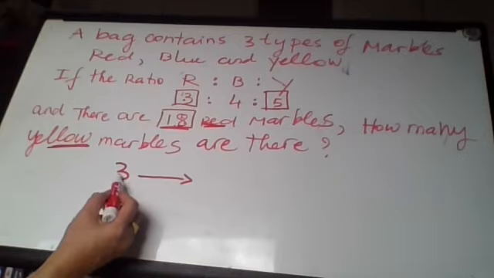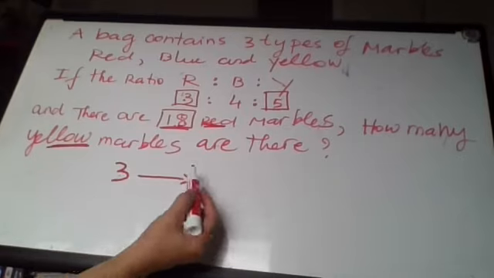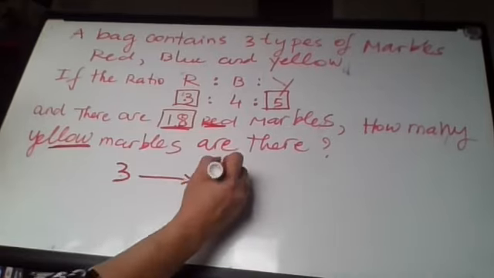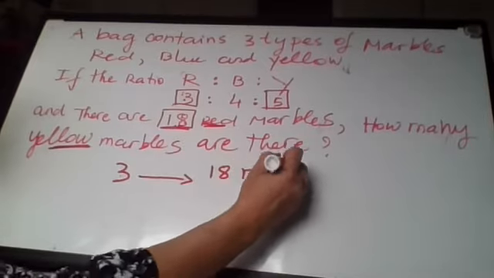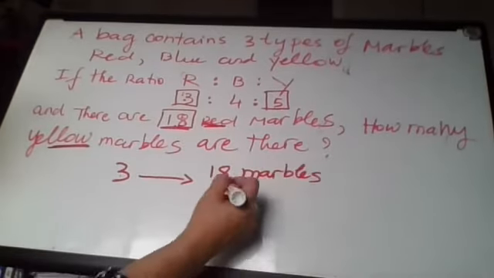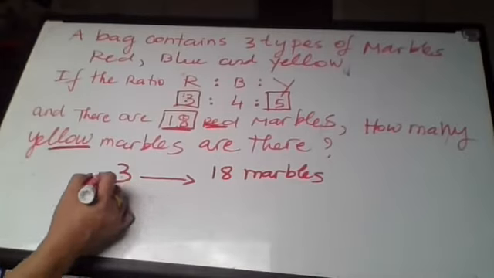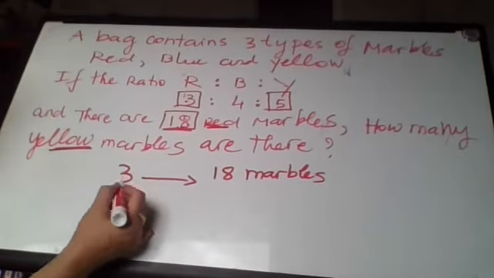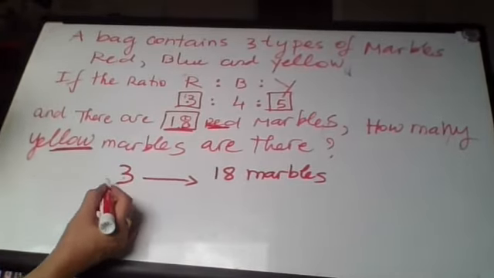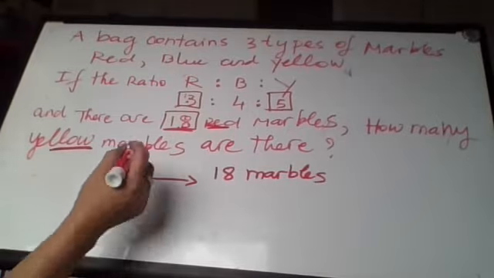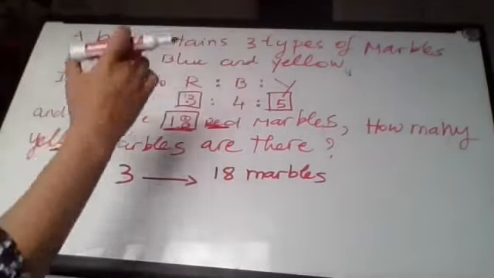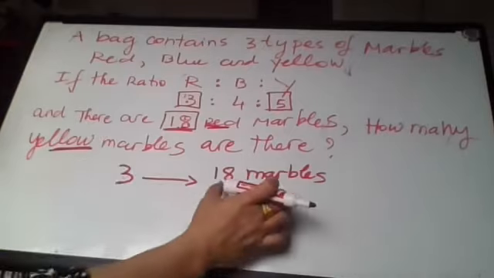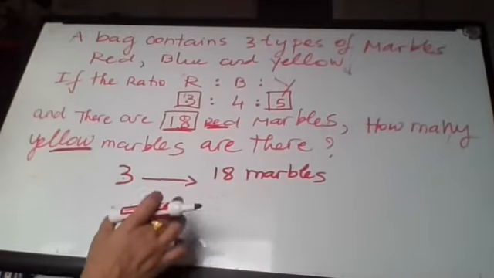So you will say 3 portions represent 18 marbles. And you can write the word marbles right here, right beside, right? So 3 here is just the portion. It's not the number of marbles, right? 3 here means that out of the bag, there are 3 portions of the 18 marbles.